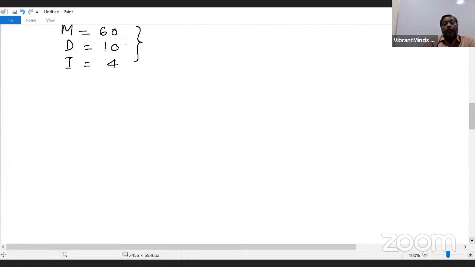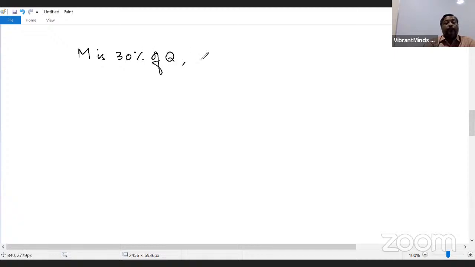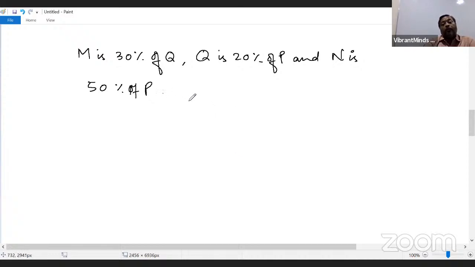One of the last questions, let's go through it, and it is M is 30% of Q, Q is 20% of P, and N is 50% of P. Now the question is, what percent of N is M?